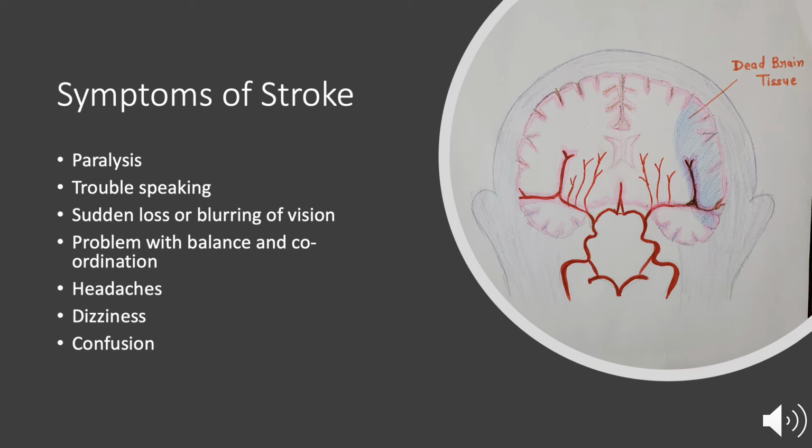We also have trouble in speaking. Trouble in speaking happens when you have difficulty understanding what others are saying. The stroke affects the key speech areas, which are served by the middle cerebral artery. About 40% of people develop language problems post-stroke.